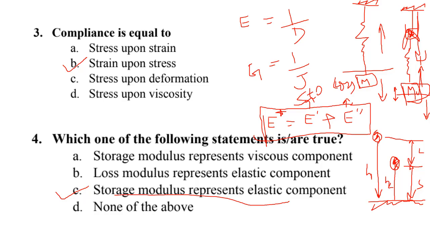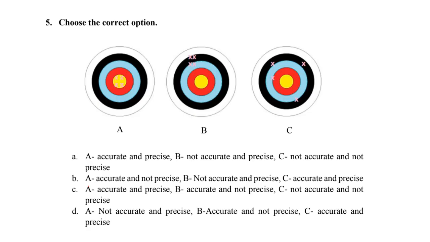Okay. So coming to the next question. So here three circles are there. The first one is having points in the middle region, and then in the second one, the points are there, but in the outer region, but the points are at the same place basically. And in the third circle, the points are scattered all over. So can anyone tell me which one is accurate and precise, which one is precise but not accurate, and which one is neither accurate nor precise?